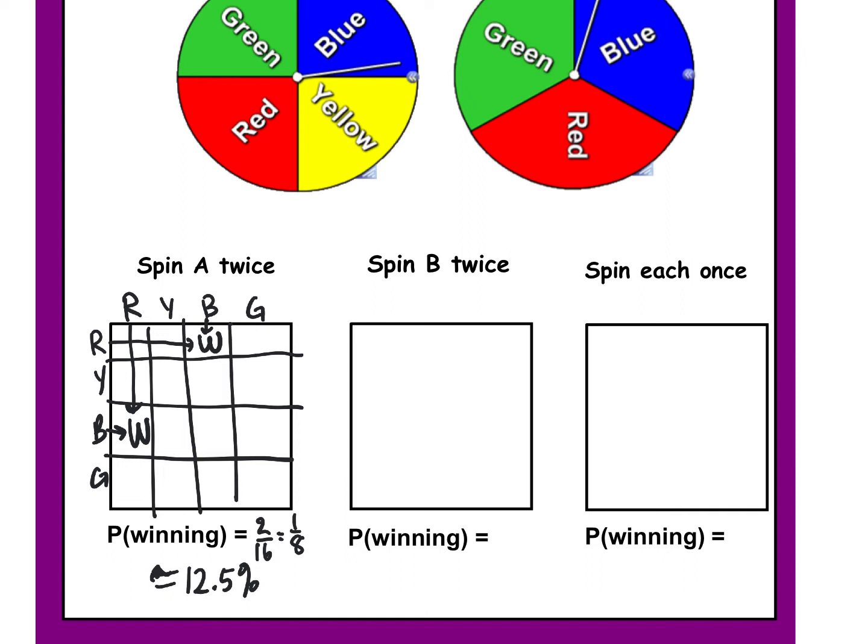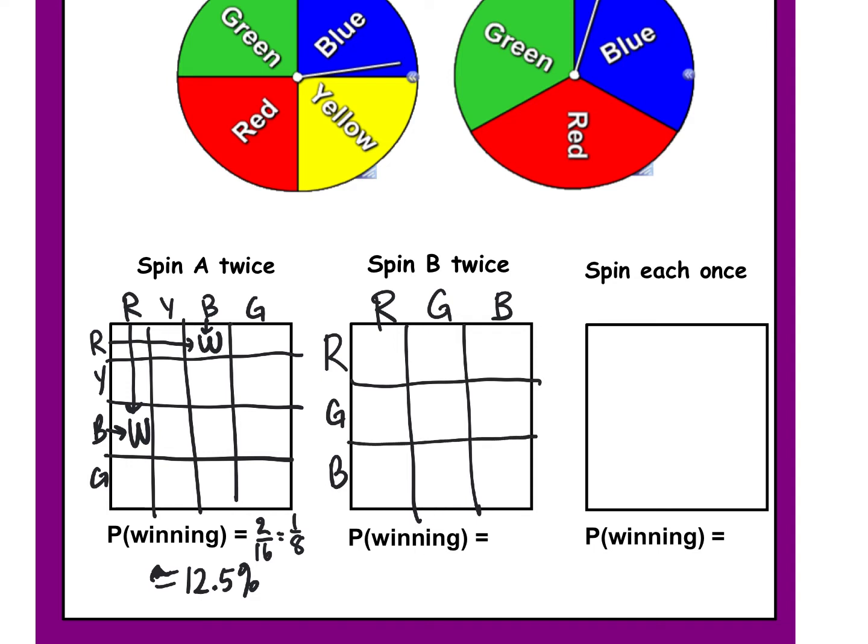All right, so spin B twice. Well, B, we only have 3 colors, red, green, blue, and we're going to do it again, the same spinner, red, green, blue. Draw our sections in, and since I don't need to know all of the outcomes, I just need to know where we have winners. Here's a winner, red and blue. Here's a winner, blue and red. So this time we had 2 ways of winning out of 9. As a percent, that is approximately 22% because it's 0.2 repeating.